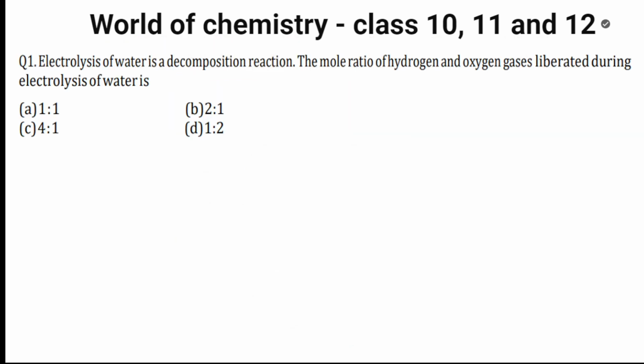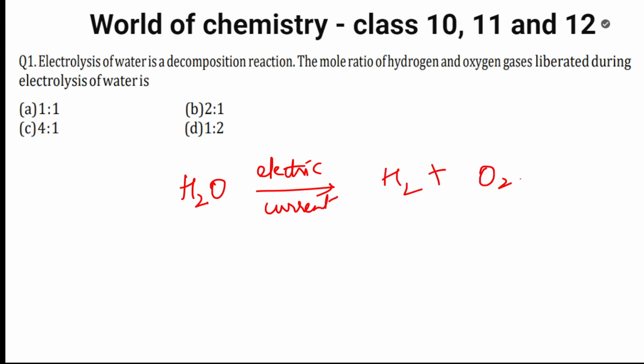Let's see what type of question they asked. The electrolysis of water is a decomposition reaction. Okay, now let us see the reaction. What reaction is given to us? Water molecule electrolysis. During this process, I'm using electric current. It's breaking down into what? It's breaking down into hydrogen and oxygen gas. Correct? Hydrogen gas and oxygen.